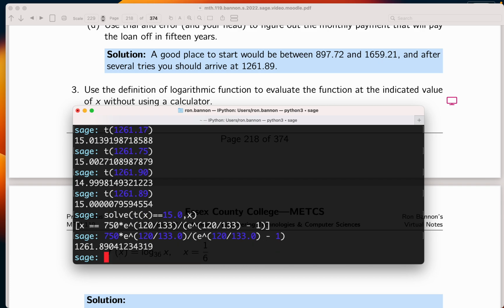And that's part of learning. You have to learn how to use a computer. Again, $1,261.89 would be the proper answer.